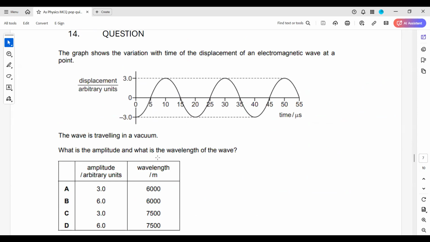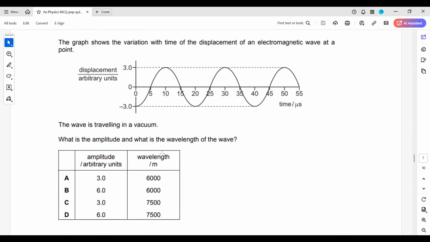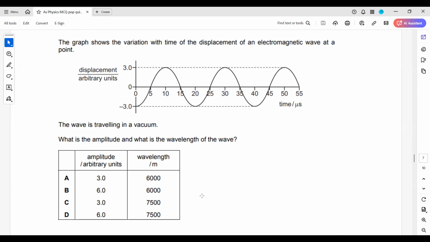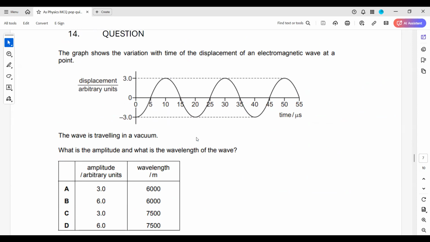Question 14, any doubt? Question 14, what is the amplitude? Amplitude is the height. So what is the height of this wave? It is 3. So we write 3. How to get the wavelength? They mention it's an electromagnetic wave. So what is the speed of an electromagnetic wave in a vacuum? They all have the same speed, 3 times 10 to the power 8 meters per second.